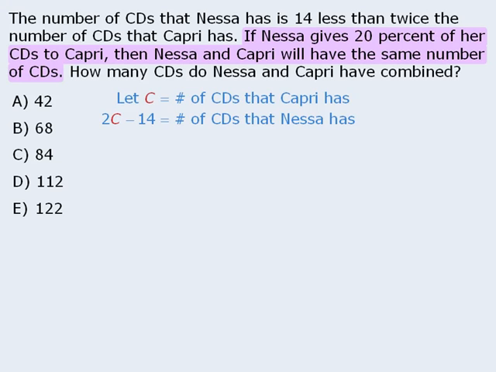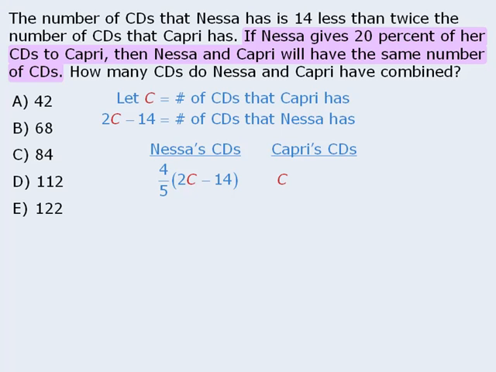Well, here we are told that if Nessa gives 20% of her CDs to Capri, then Nessa and Capri will have the same number of CDs. Now at the moment, Nessa has 2C minus 14 CDs, and Capri has C CDs. If Nessa gives 20% of her CDs to Capri, then Nessa will have 80% of her CDs remaining. In other words, Nessa will have 4/5 of her CDs remaining. So, the number of CDs that Nessa has remaining will equal 4/5 times the number of CDs she had originally.